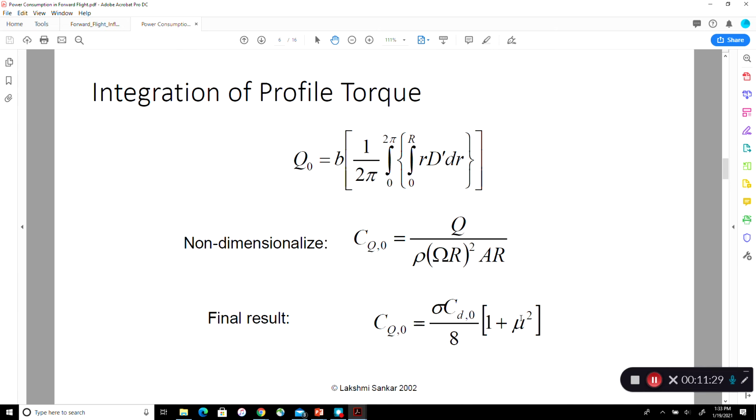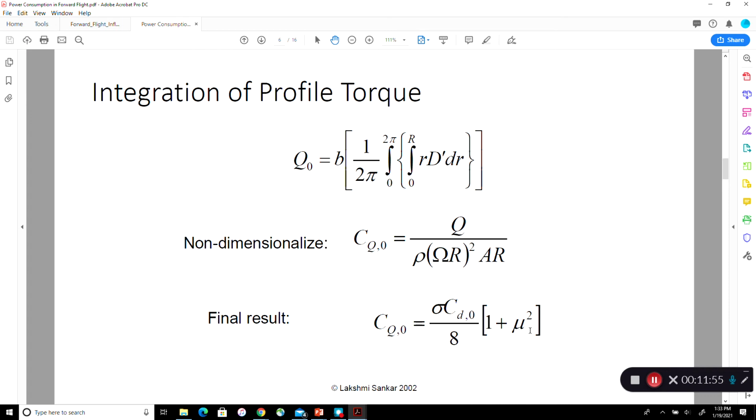Although advance ratio is typically between 0.1 and 0.4 for most helicopters. 0.1 means the forward speed is 10% of the tip speed. Tip speed is roughly 600 feet per second. So 0.1 times 600 feet per second is 60 feet per second forward speed. 0.4 means 240 feet per second. That's a very, very fast speed for helicopters.